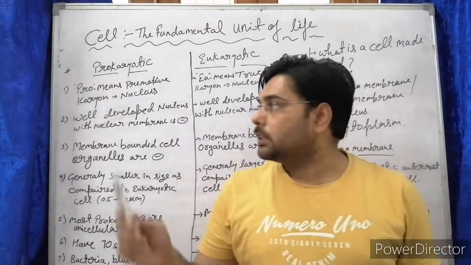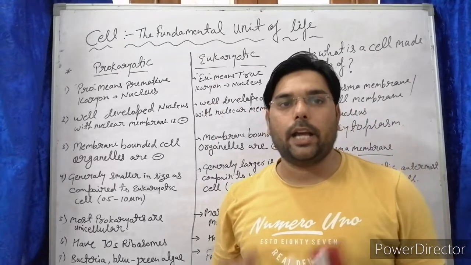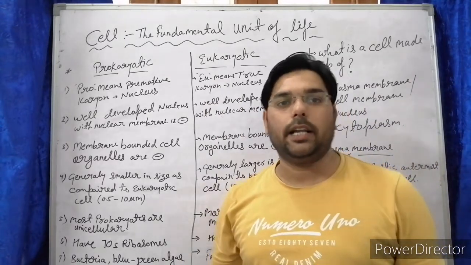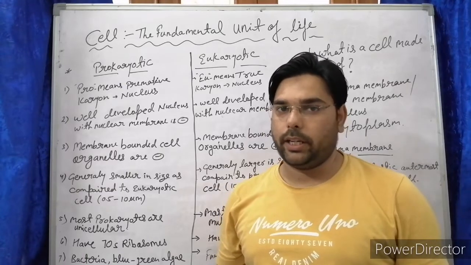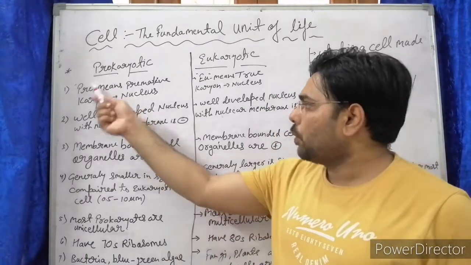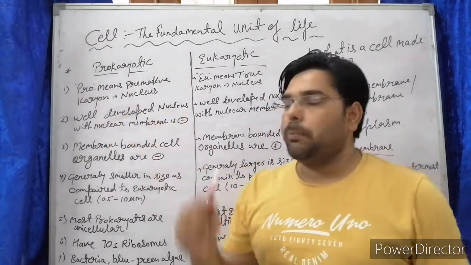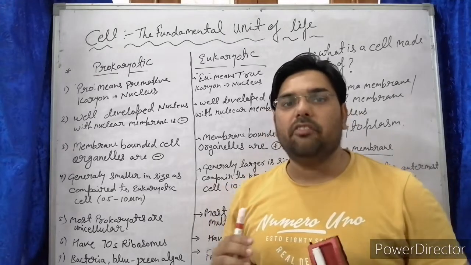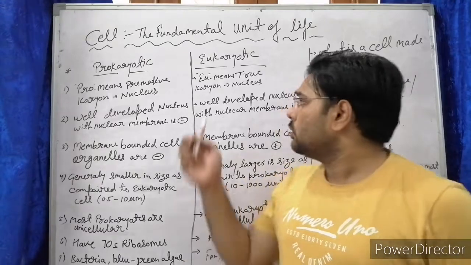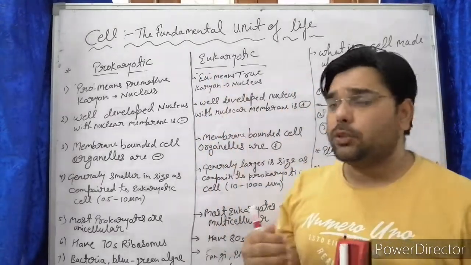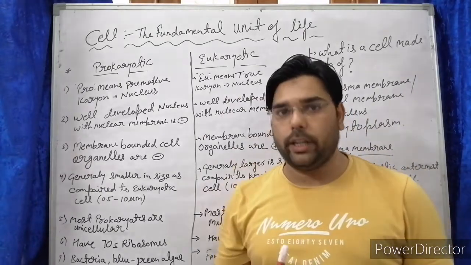Okay students, now what is the difference between prokaryotic and eukaryotic cells? I hope you have all already studied this in the previous class. Pro means primitive, means old, and karyon means nucleus, so prokaryotic is the cell which has a primitive nucleus, means an old nucleus. And eu means true, karyon means nucleus, so eukaryotic cells have a true nucleus.